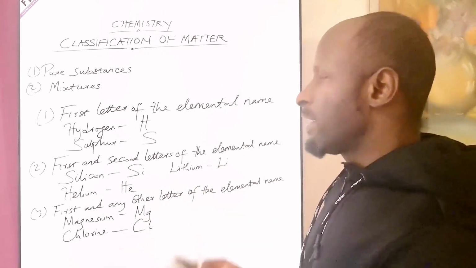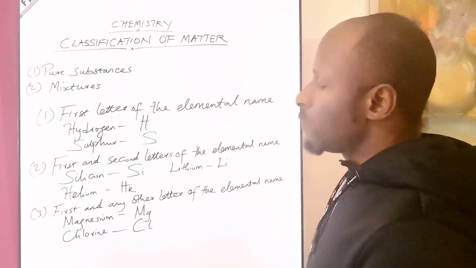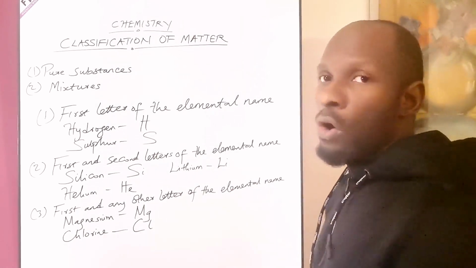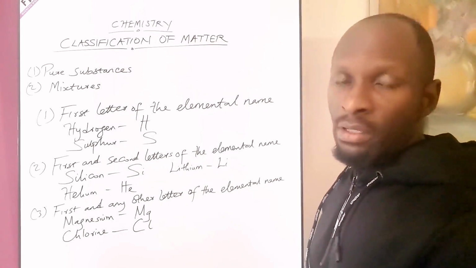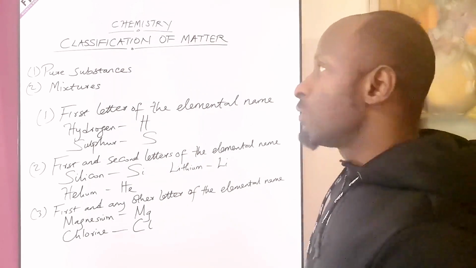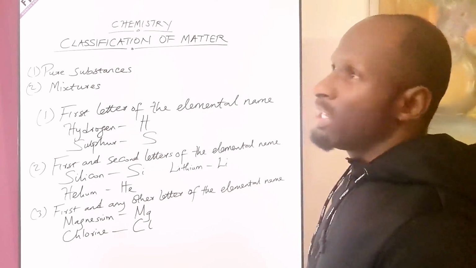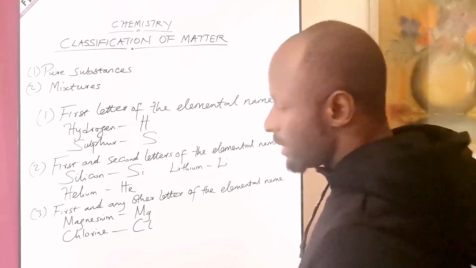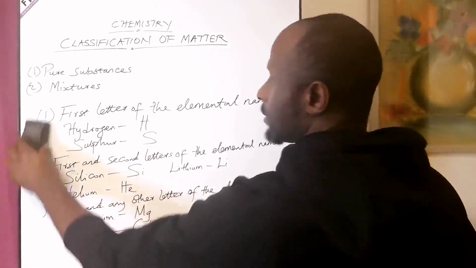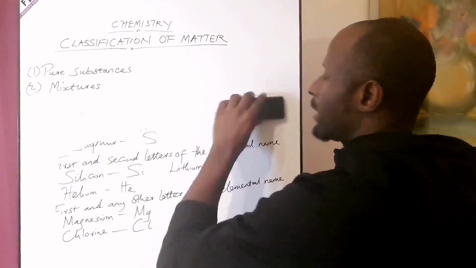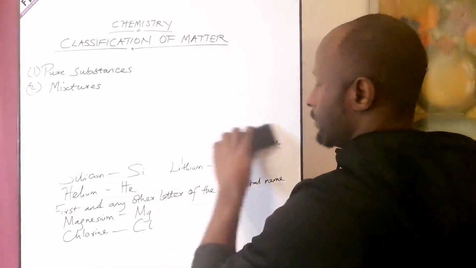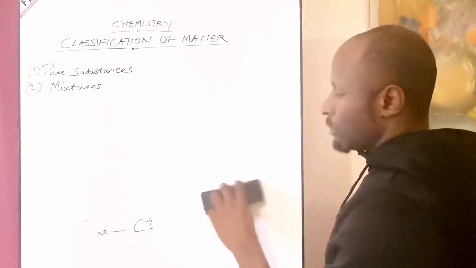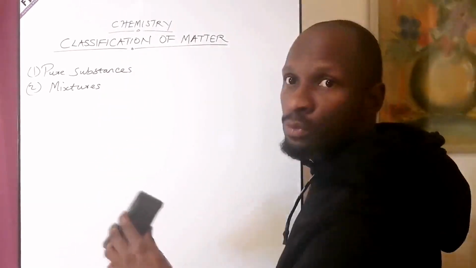So the 4th way that you can derive these symbols is through their Greek or Latin names. Example is sodium. Sodium, if you call it, starts with letter S, but the symbol of sodium is Na. I'll have to clean the board so that I can write what I'm trying to pass across to you. Okay?